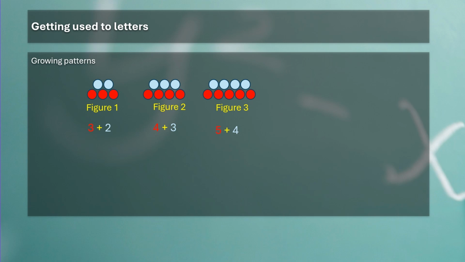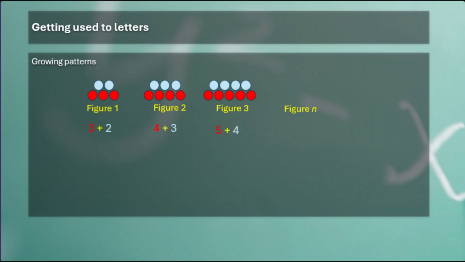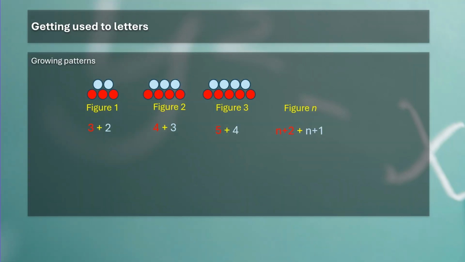To express the pattern algebraically, we often ask what the pattern will be when we get to figure n. The red numbers are always 2 more than the figure number, while the blue numbers are always 1 more than the figure number. Figure number n must therefore be red n plus 2 and blue n plus 1. We can add these together by adding the letters separately and the numbers separately. Then we get 2n plus 3.